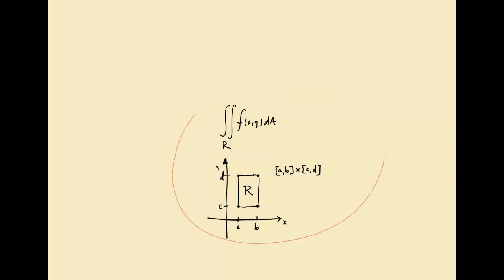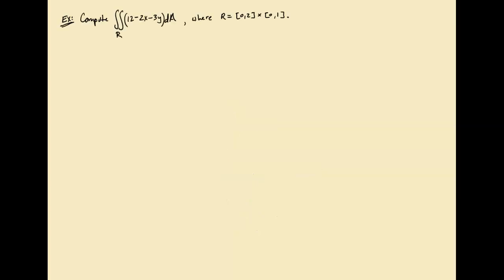Well, I will clear this stuff out of the way and do an example so you can see how it works. All right, let's see if we can compute this particular double integral. Here, the function that we are integrating is this linear function in x and y, 12 minus 2x minus 3y, and we're integrating over a rectangle. Now, while it's possible to graph this function, in fact, it's pretty easy, and I'll do it a little later, for now, I just want to concentrate on the domain.